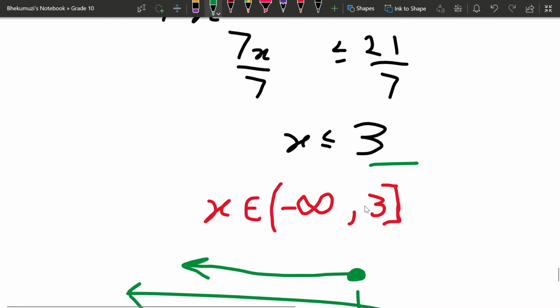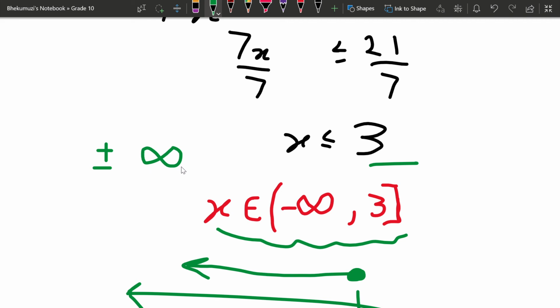Something that you should notice is that when we use this particular notation, whenever we're talking about any infinity, whether it is positive or negative infinity, you will always use an open bracket. Always use an open bracket, because we don't know what infinity is, so you can't include something that you don't know. You see, it makes sense.